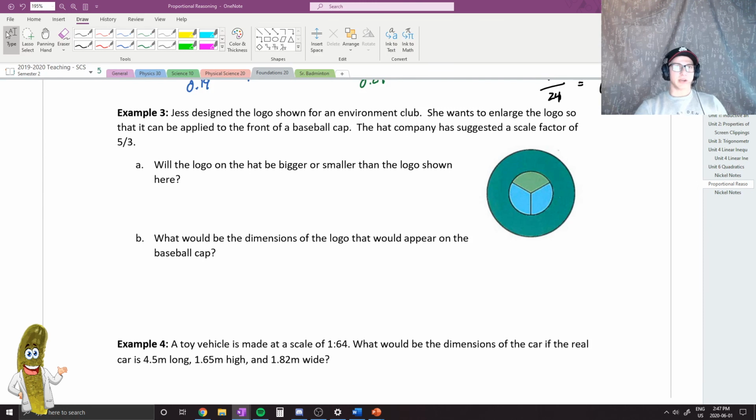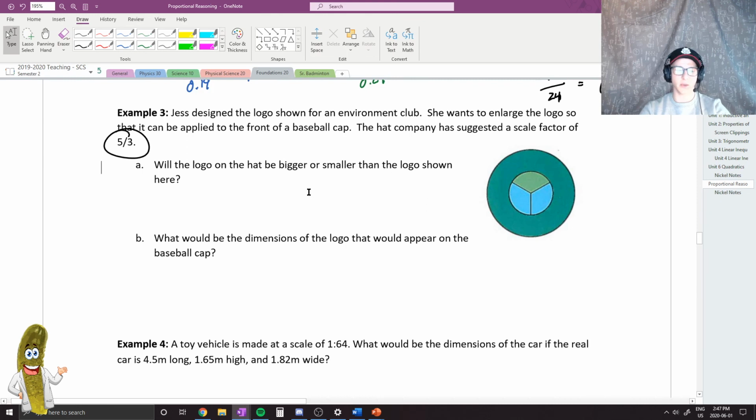Example number 3 here. Jess designed the logo for an environment club. She wants to enlarge the logo so that it can be applied to the front of the baseball cap. And the hat company has suggested a scale factor of 5:3. So the question here is, will the logo on the hat be bigger or smaller than the logo shown here? They've recommended a scale factor of 5:3.